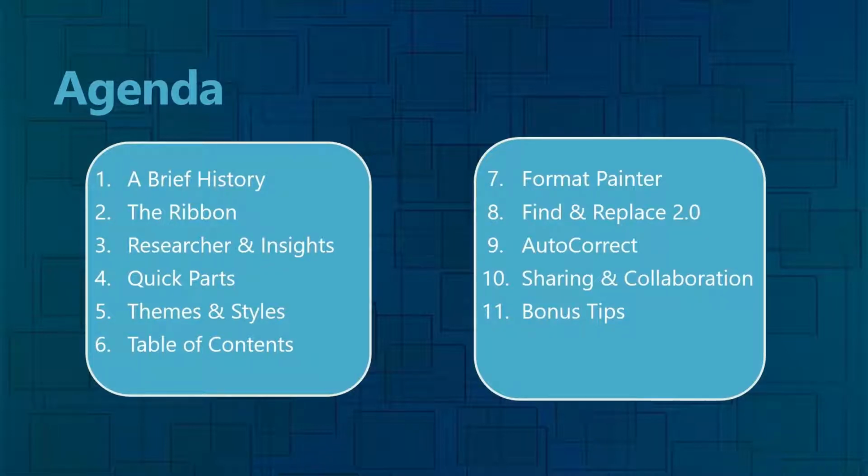We'll do a quick history on the product itself, and then we're going to go into these topics that you can see. So we're going to cover the ribbon and how to customize it. We're going to talk about Researcher and Insights. We're going to go into how to set and use quick parts. We're going to take a look at the themes and styles, show how to create a table of contents automatically.